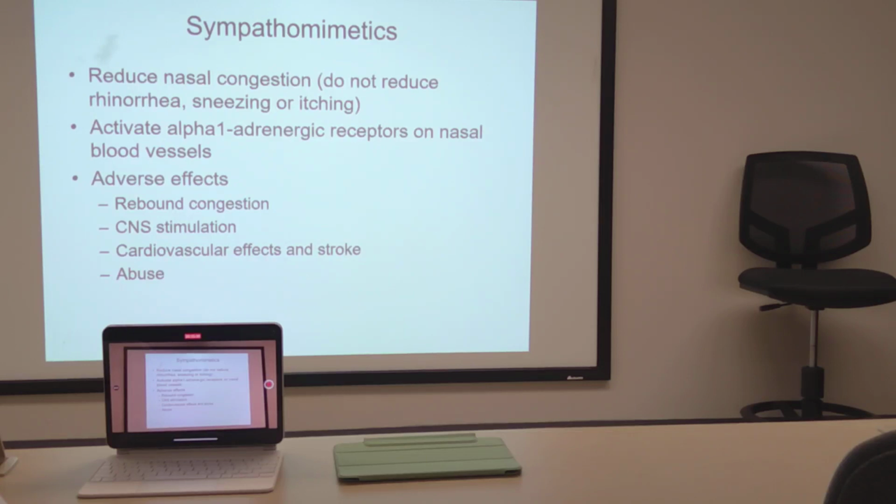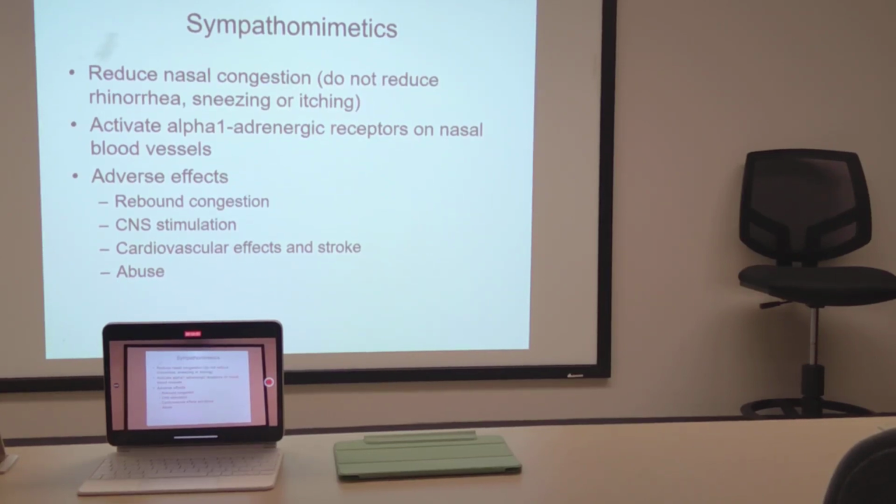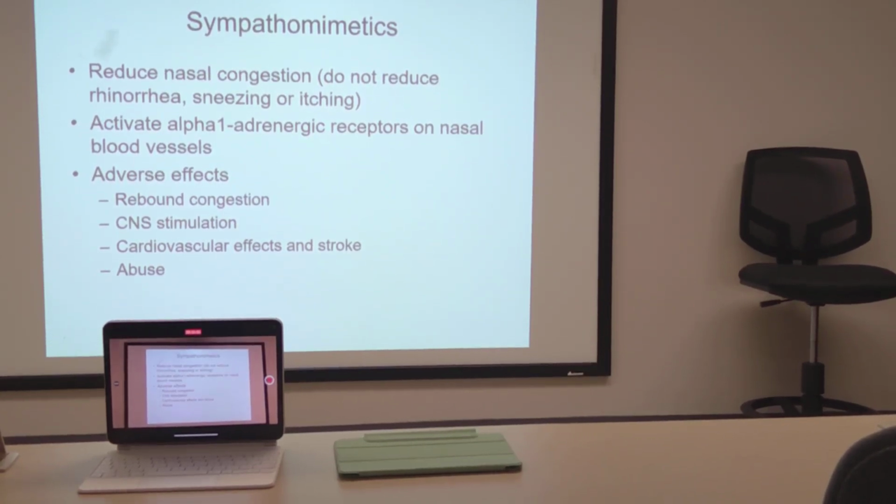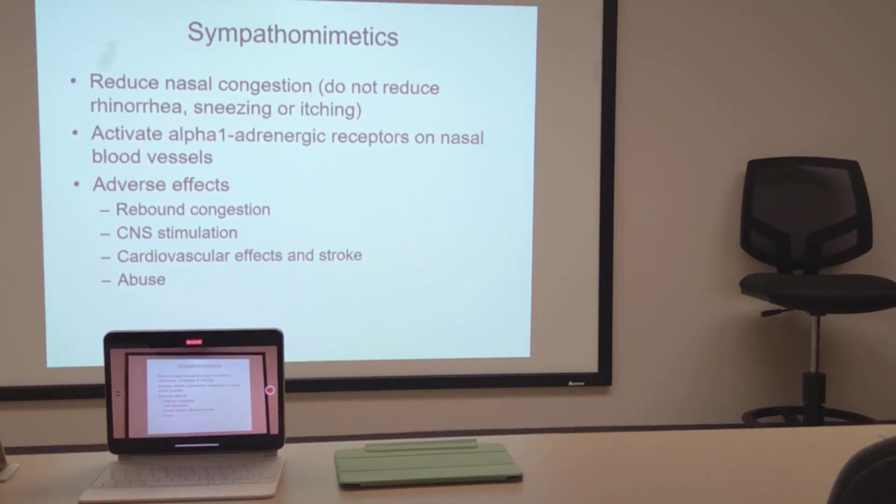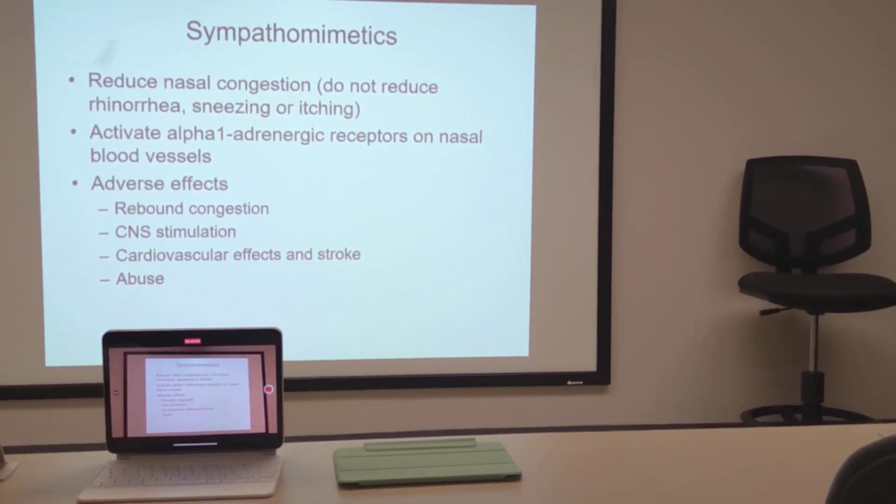The other one is the sympathomimetics. This one can reduce nasal congestion. It does not reduce rhinorrhea, which is a runny nose, or sneezing or itching, which are caused by irritated nerves. So this one specifically reduces nasal congestion, and it activates alpha adrenergic receptors on nasal blood vessels. It has some adverse effects: rebound congestion, CNS stimulation, cardiovascular effects, and stroke. And it may cause some drug abuse as well.